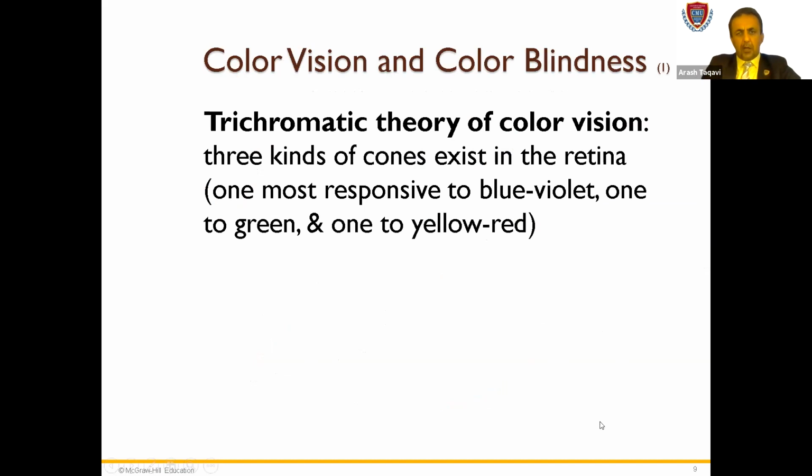What does color vision mean? Do you think you are the only being on the earth that can see colors? How do you think? Are we the only beings on the earth that can see colors? Can you think that, for example, cats can see colors? Dogs can see colors, or no? Their world is always black and white. How do you think? What's your prediction or your belief?